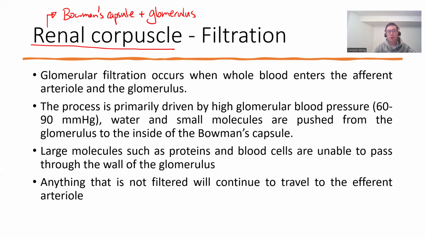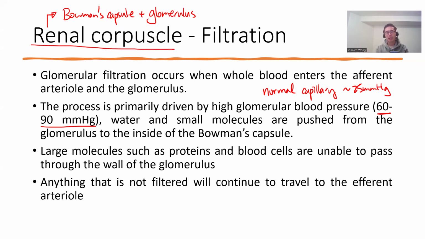And the glomerulus, I told you, is basically a capillary, but it's extra leaky. And the pressure inside the glomerulus is much higher than in normal capillaries. The blood pressure in the glomerulus is about 60 to 90 mmHg, and your body can adjust the pressure by changing the diameter of the afferent and efferent arteriole. Just for reference, a normal capillary is about 25 mmHg. You might remember this number, right?